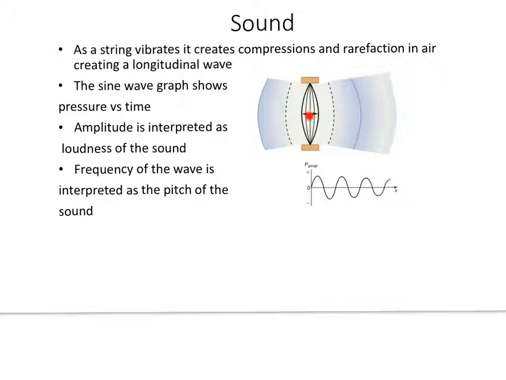So as the string vibrates, what happens is you get these compressions and rarefactions in the air, and that is the longitudinal wave that we interpret as sound. So down here, we've got a sine wave, and this is sometimes shown as a graph of the sound wave, although the sound wave itself is a longitudinal wave. This is a graph of pressure versus time, and it represents the sound wave.